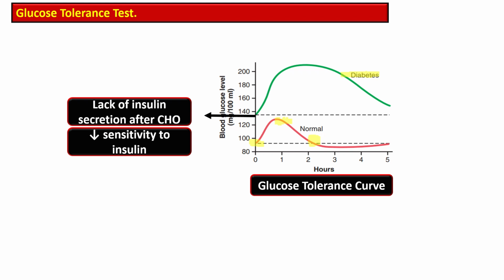Here, it starts at a higher level, 140 milligram per 100 ml, which is already above the normal threshold, and rises sharply to 200 milligram after ingestion of the glucose and decreases very slowly, approaches the pre-ingestion level, and fails to touch this baseline, so indicating impaired glucose regulation due to lack of insulin, type 1, or resistance to insulin, that is type 2. So this dashed line is the baseline.